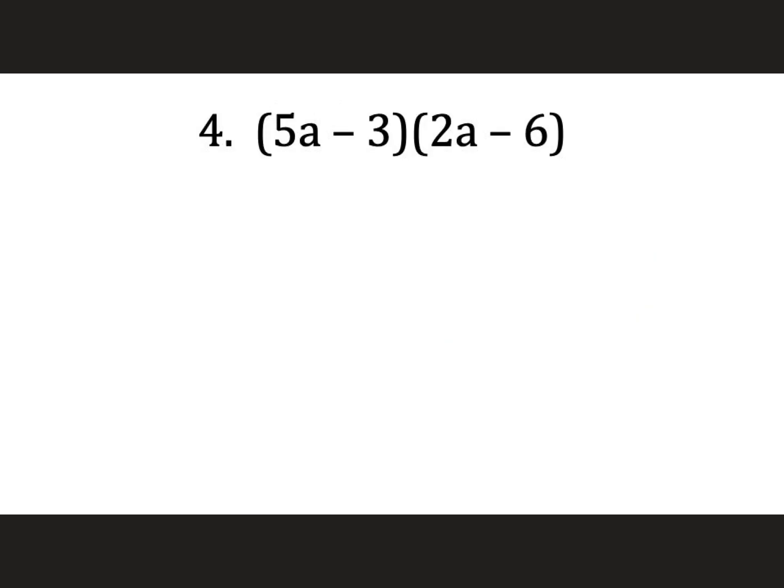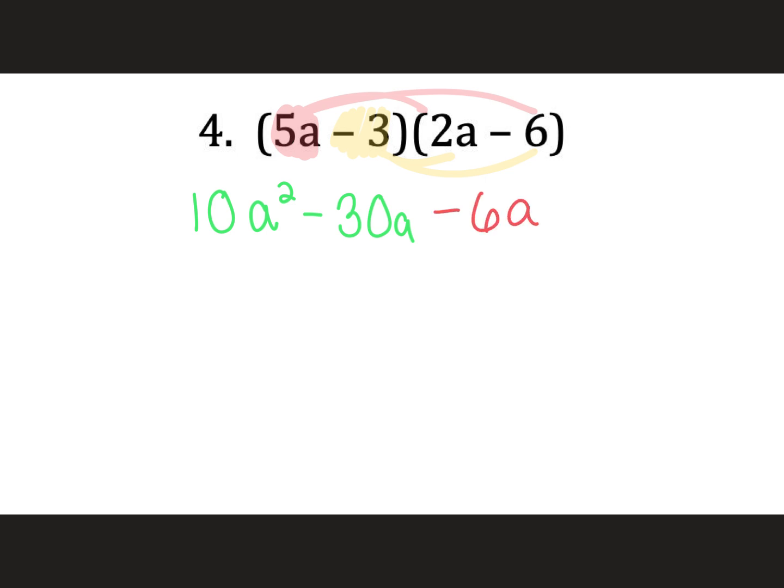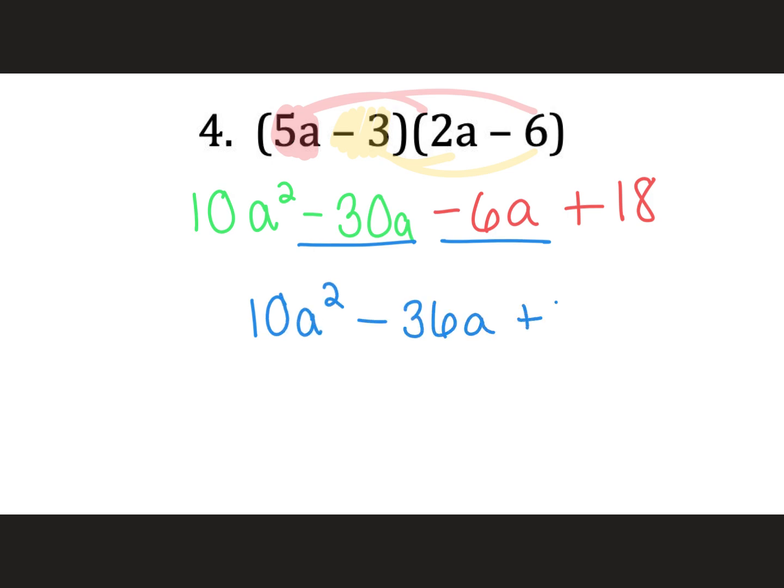So I'm going to do this one by distributing again. So I'm going to begin with 5a, and I'm distributing that to the two terms in the second, which would be 10a to the second minus 30a. And now I'm going to distribute the negative 3 to the two terms in the second binomial. So negative 3 times negative 2a is minus 6a, and negative 3 times 6 is positive 18. So lastly, I need to combine any like terms to get 10a squared minus 36a plus 18.